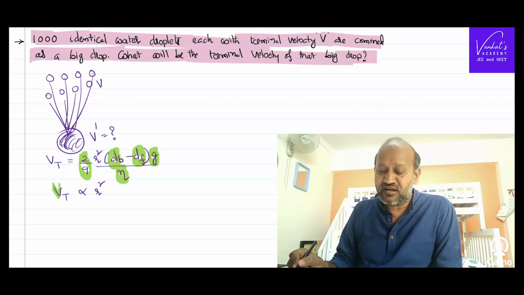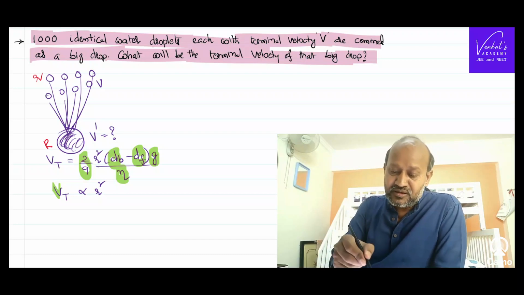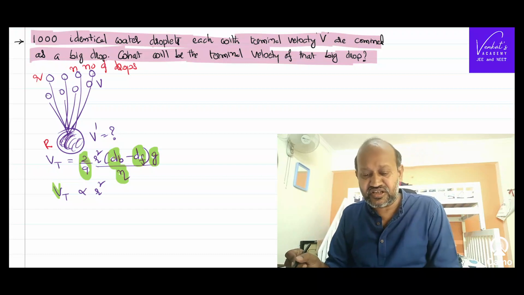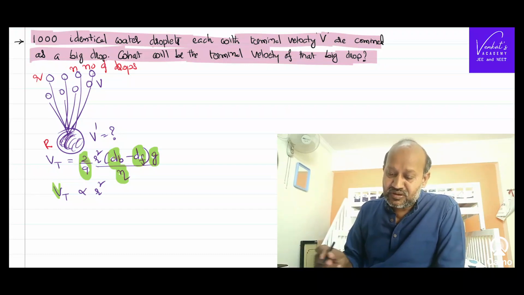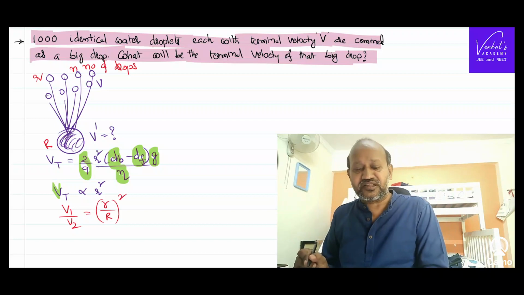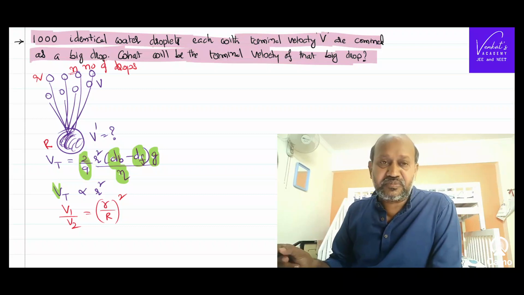The radius is not given for you. Let's assume the small drop is having a radius r, big drop is having radius capital R. Let the number of the drops be n. We will make it 1000 later. I have to get the equation in terms of number of drops. So we can write, terminal velocity 1 by terminal velocity 2, that is terminal velocity of small drop over big drop, is r by capital R whole square. But the problem is I don't know either small r or capital R. I have to eliminate both of them and finally write this in terms of number of drops itself.